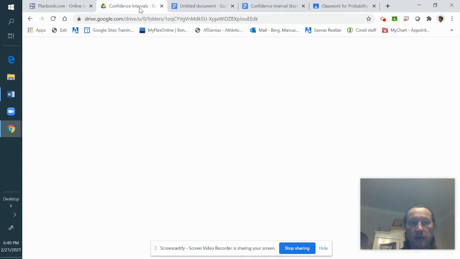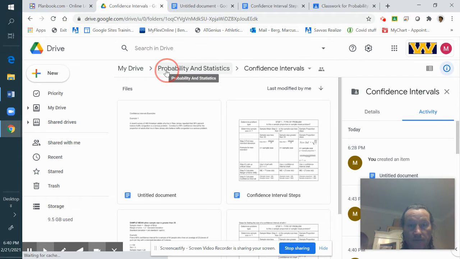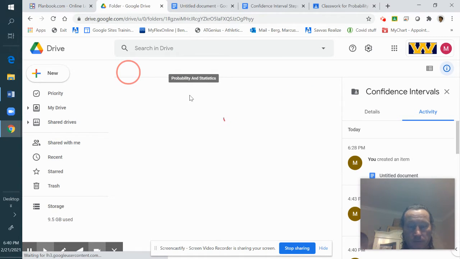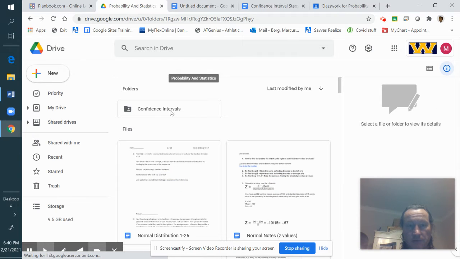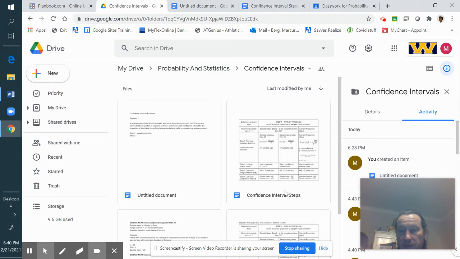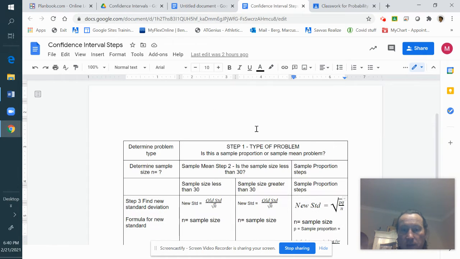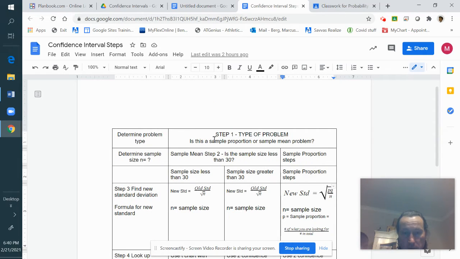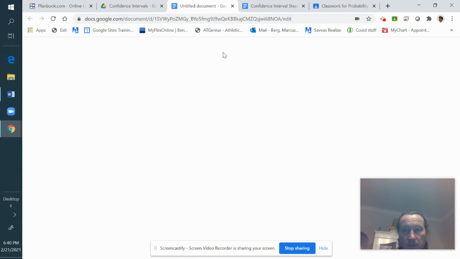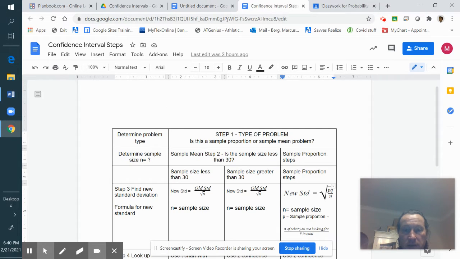If you go into the shared drive, you will see in the probability and statistics drive, you'll see confidence intervals as a folder. In the confidence intervals folder, there is the confidence interval steps. That's this one. And this will help us figure out how to do it. So we're going to just start up here in this first row and make our way through the problem.